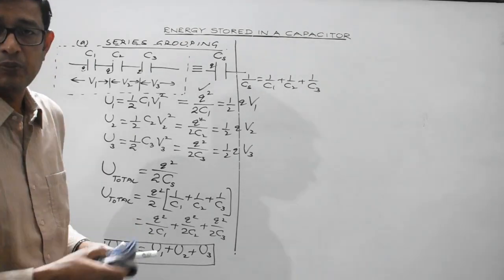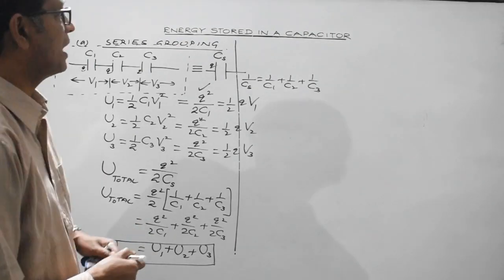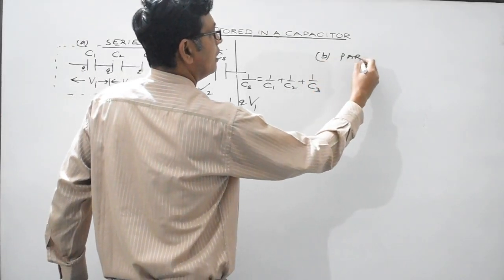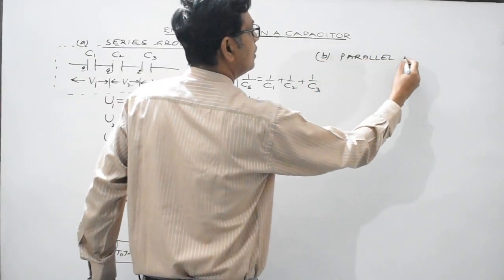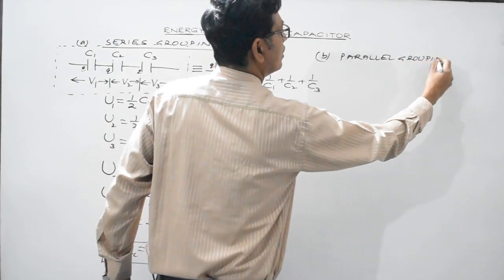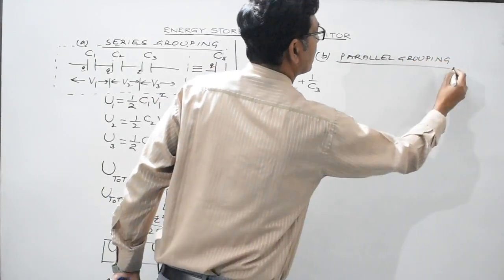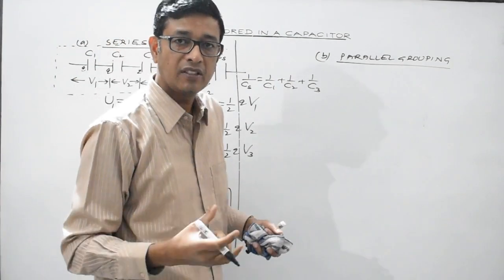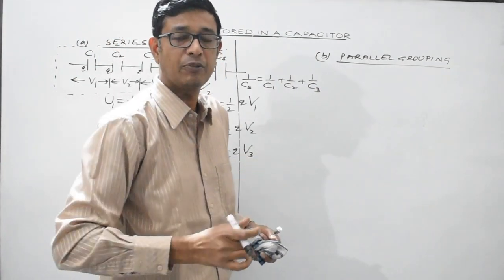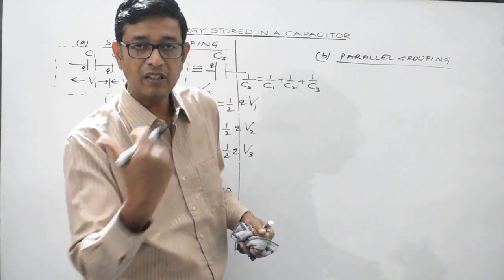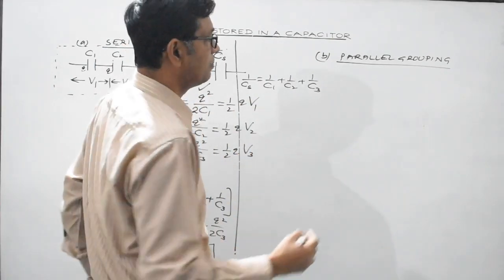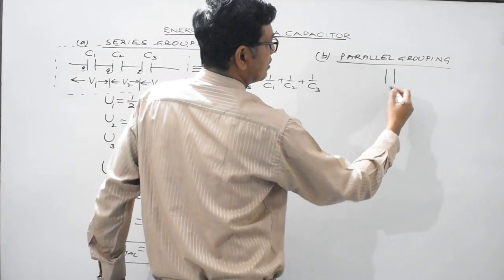So students, let's proceed with the next one, in the parallel grouping, right? In the parallel grouping, you are aware, the capacitors are connected across one another in such a manner that the potential difference across the plates of each of the capacitor is same as that of the applied voltage. So let's consider the case of three capacitors connected in parallel.